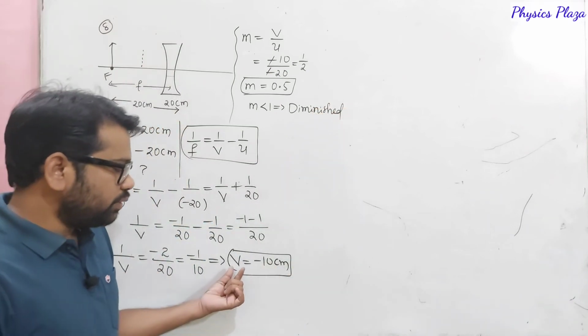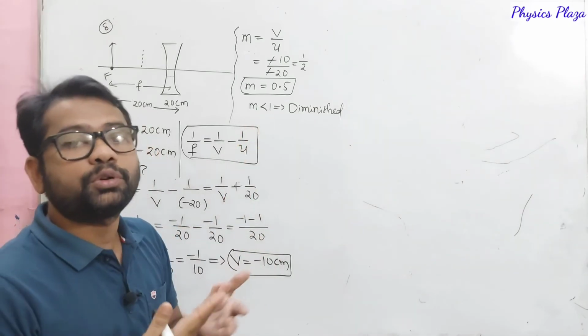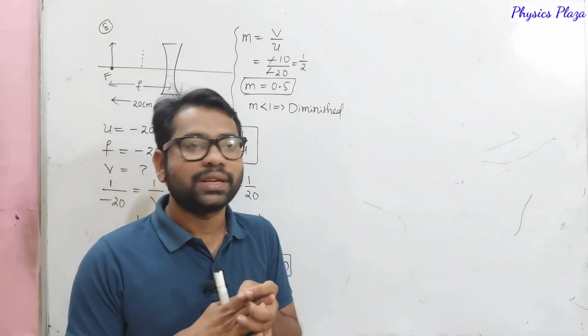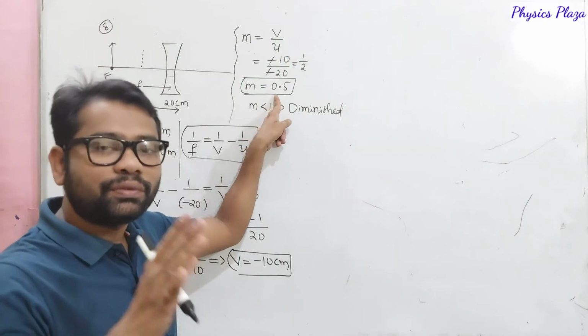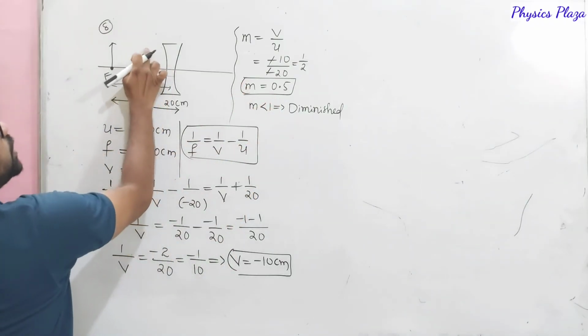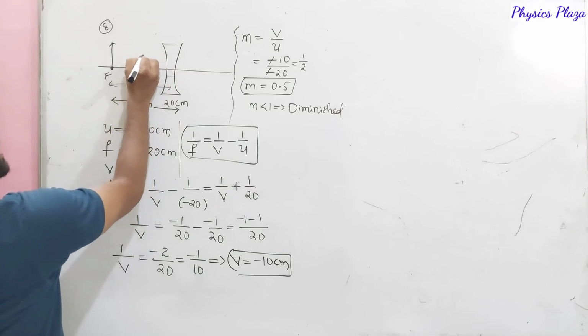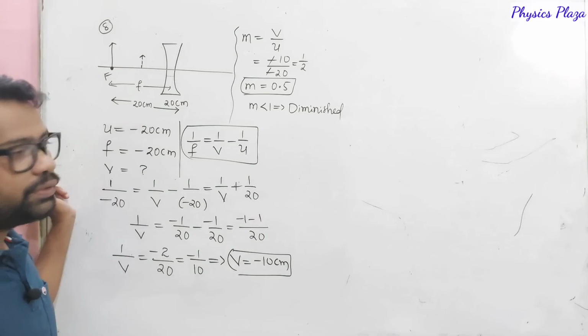So by knowing the sign of v, or the sign of m, we will come to know whether it is a real image or a virtual image. Children, here m is positive, so it is a virtual image only. So virtual and diminished image. So virtual and diminished, that's it. So this is how we can solve.